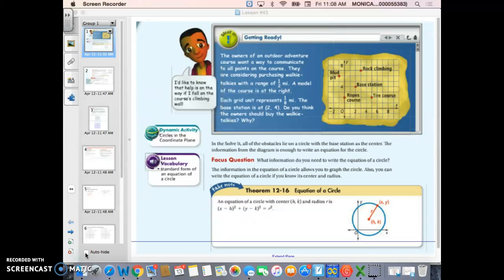So what you didn't know is that walkie-talkies, cell phones, satellites, all that, their range is in a circle, the center point being where you are. So this is our base station, okay? And it says that the range is 1/2 mile. So that's going to be our radius.